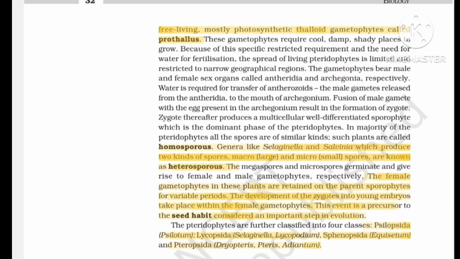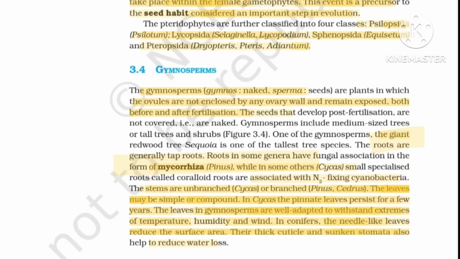genera like Selaginella and Salvinia, they produce two kinds of spores. One is microspores and another is megaspores, which are usually called heterospores. The examples of pteridophytes are Psilopsida, Lycopsida, Lycopodium, Sphenopsida and Pteropsida.